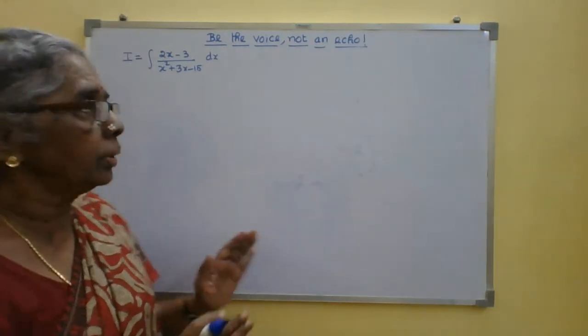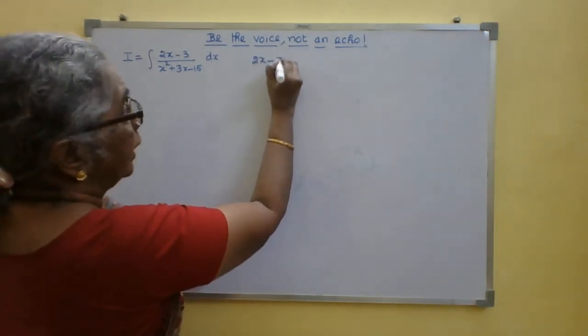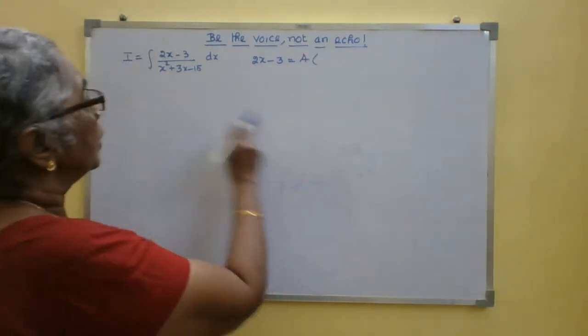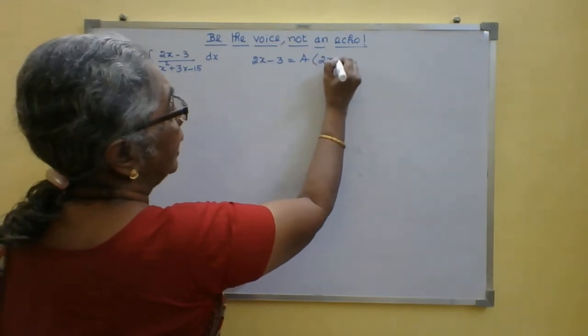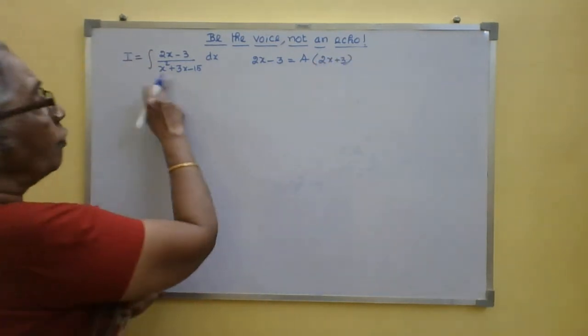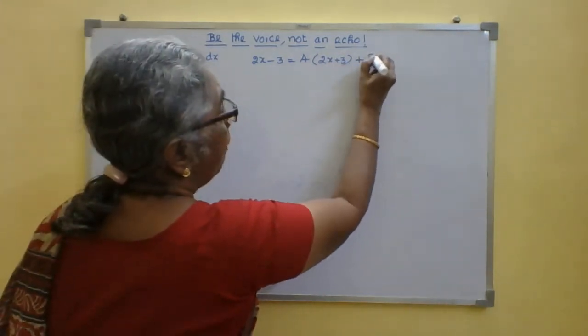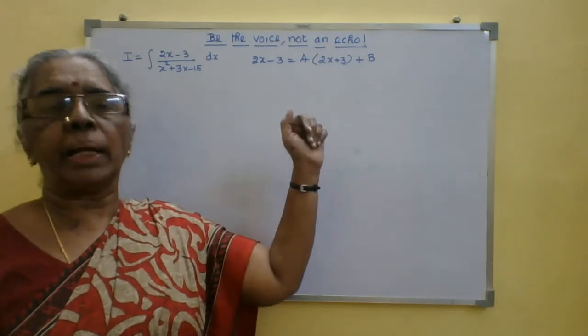So now the concept is, you write the numerator, that is 2x minus 3, is equal to a into d by dx of the quadratic. If you differentiate this quadratic, you will get 2x plus 3, plus b. Now, you have to find the values of a and b.